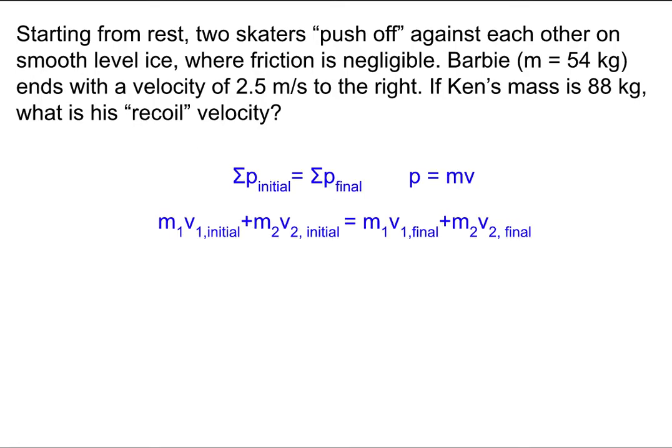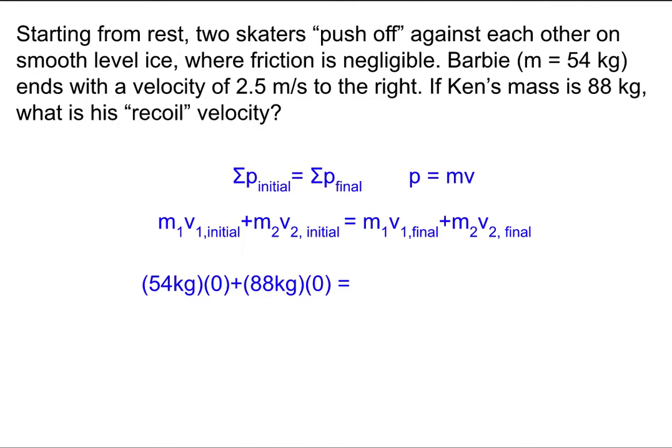Again, whichever way makes more sense to you. I like this top one because it's simpler to write, but some people really like to write it all out and see all those m times v's on their paper. You don't need to put both of these down. One or the other is plenty. Now, the key thing is that they start from rest. Not just one of the skaters, but both of the skaters start from rest. They're just standing on the ice. And so they both have an initial velocity of 0. There's no momentum to start with.